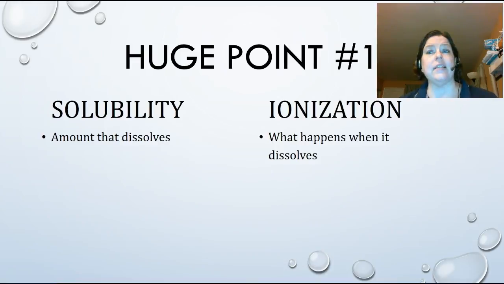Huge point. There's a difference when we're talking about ionic substances because we know non-ionic substances don't ionize at all. There's a difference between solubility and ionization. Solubility is talking about the amount of a substance that will dissolve in the solvent. Ionization is talking about what happens when it dissolves. So ionization is the process by which the water hydrates these things, pulls those ions away, and creates ions within the solution. Solubility is describing how much of that solute will actually dissolve in the solvent.